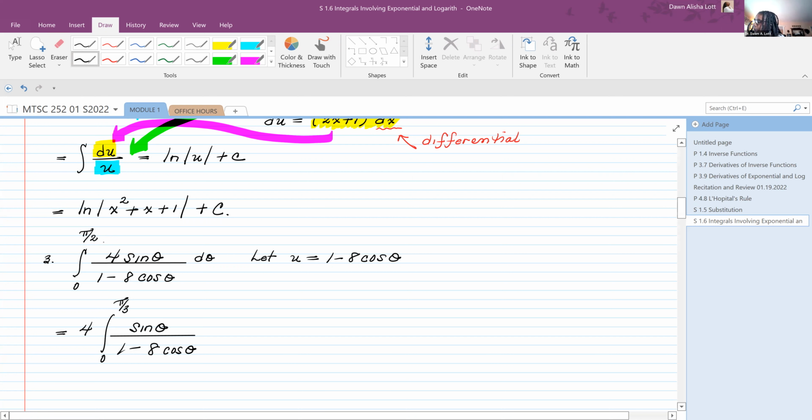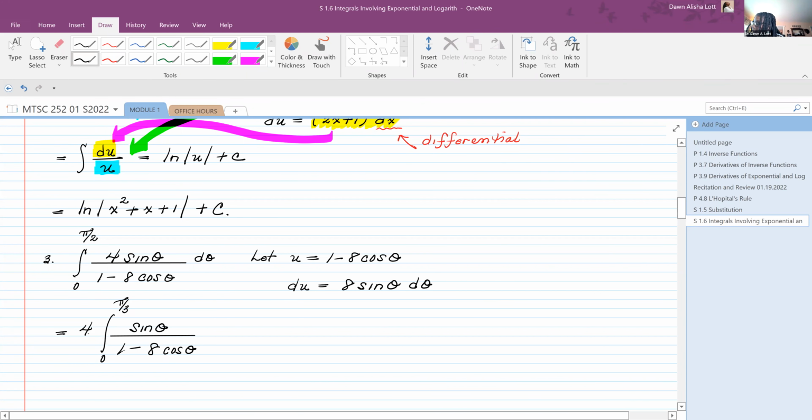All right. So now we need du. You guys should be thinking the derivative of the cosine is negative sine. So I have a negative negative. That's going to give me 8 times the sine of theta d theta. Okay, so now we're working at the second step.